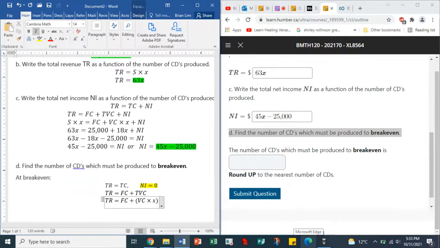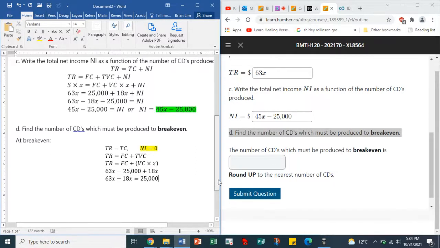So how do we do all of this? Well, we could solve these algebraically and put in 63x is equal to 25,000 plus 18x, and do the algebra and be happy that we can do algebra and get the answer. We bring this 18 over to the other side, and then we can finish it up.